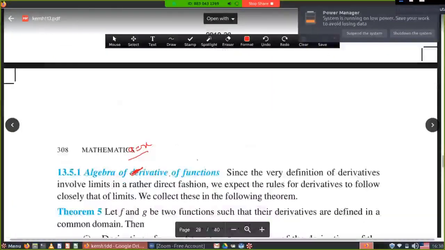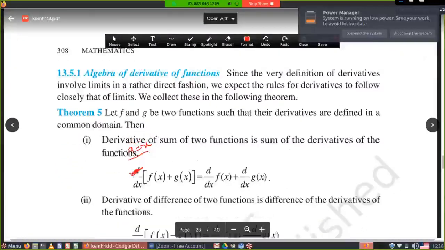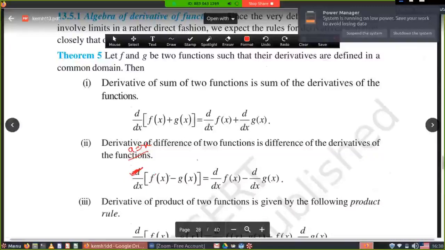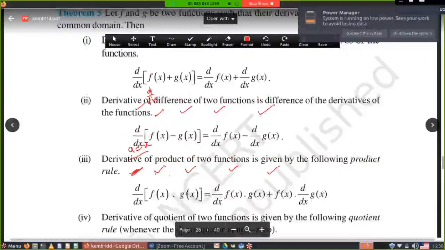Simplify these questions. Now, algebra of derivative of functions. What is algebra? If you want to get the derivative of two functions which are added or subtracted or multiplied or divided, this is the way to do the questions. Derivative, d by dx, of function fx plus gx can be done by taking these two functions separately. In the same way, when the two functions are subtracted, take the derivative of the first minus derivative of the second.